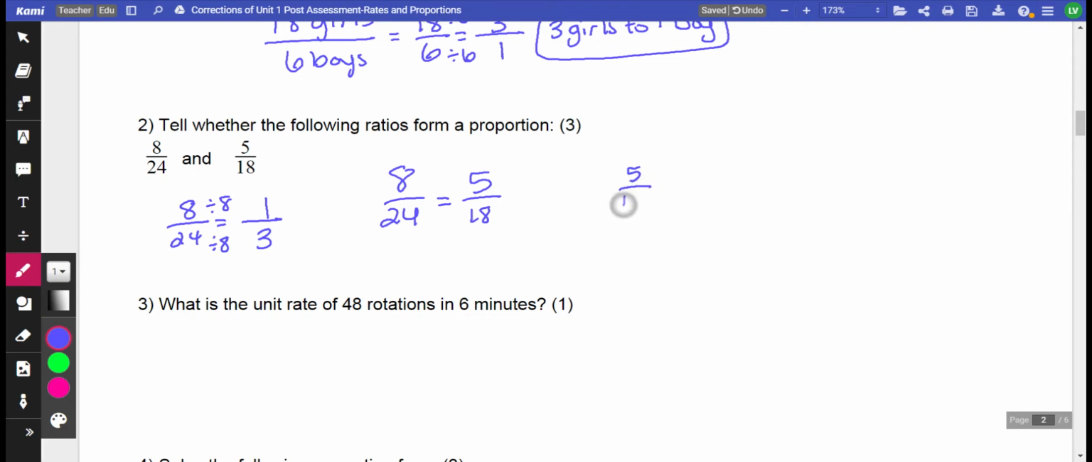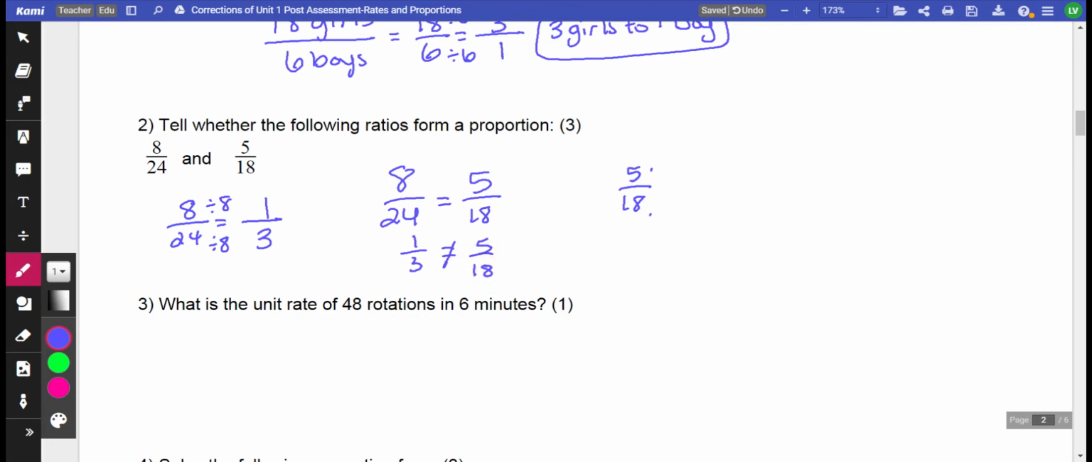Then I'm going to take 5/18 and reduce that down, which I can't reduce at all because 5 does not go into 18. So you could divide it by 1, but that's not needed. So that one is just going to be 5/18. So those do not equal each other. So 1/3 does not equal 5/18.